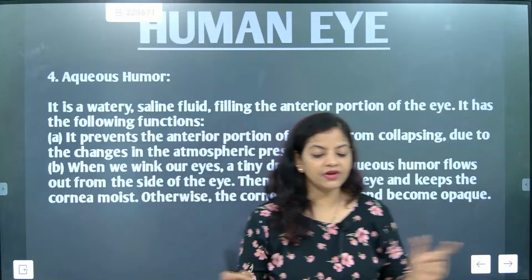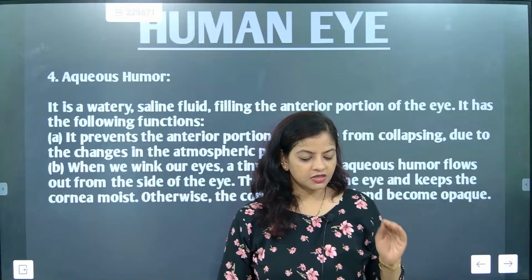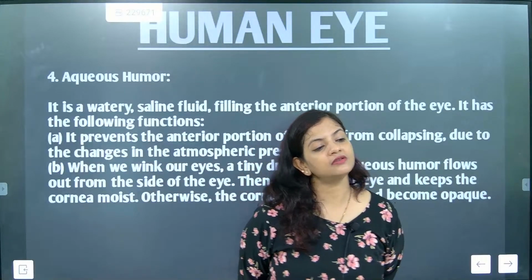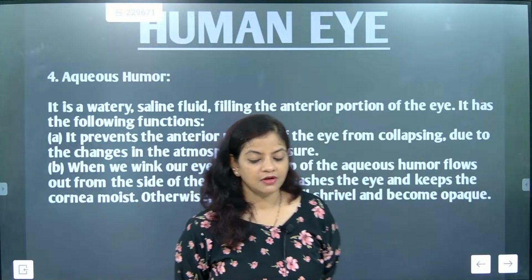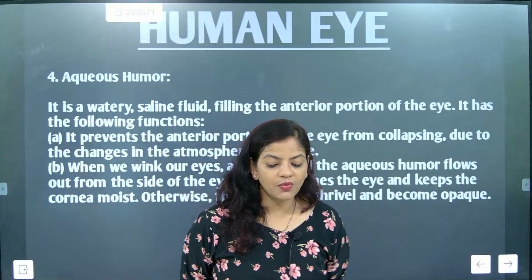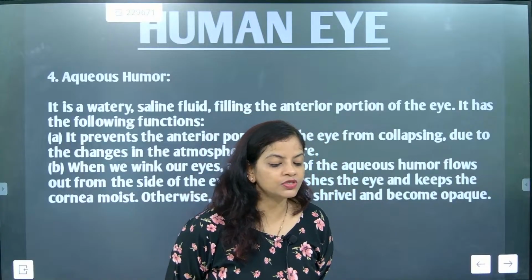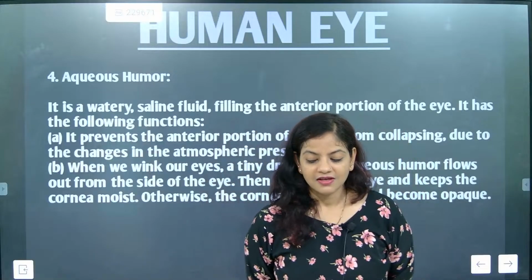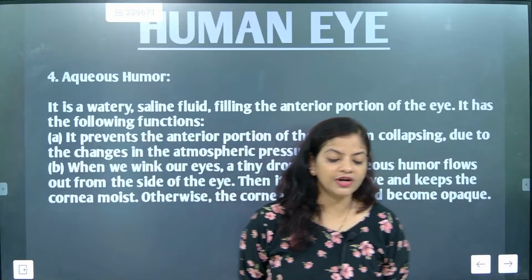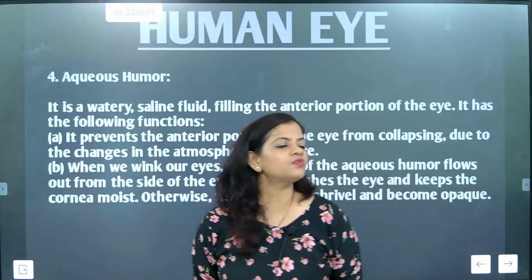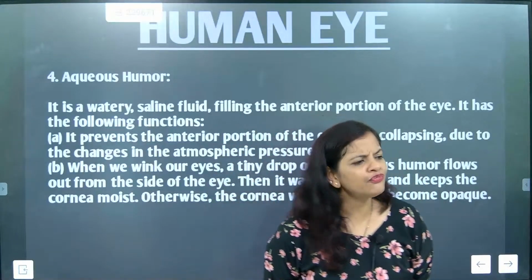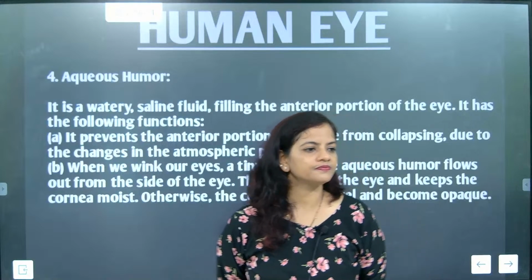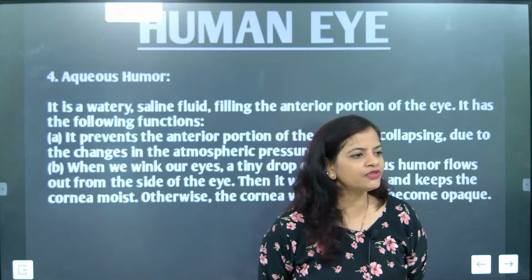It's time to have a recap. First thing what I taught: the white portion of the eye. What is that white portion? Come on, say. Sclerotic. Is it a tough tissue or a soft tissue? Tough or soft?